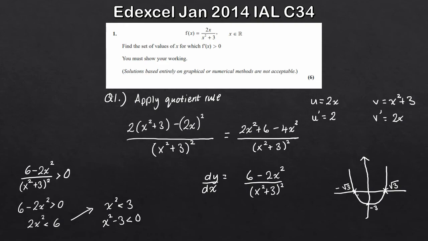Now all we care about is where this is less than 0, so where is it under the x-axis? That's just here. So notice my interval, my set of values, would simply be between minus root 3 and root 3. Okay, so we can define that interval there, like so. Between minus root 3 and root 3.